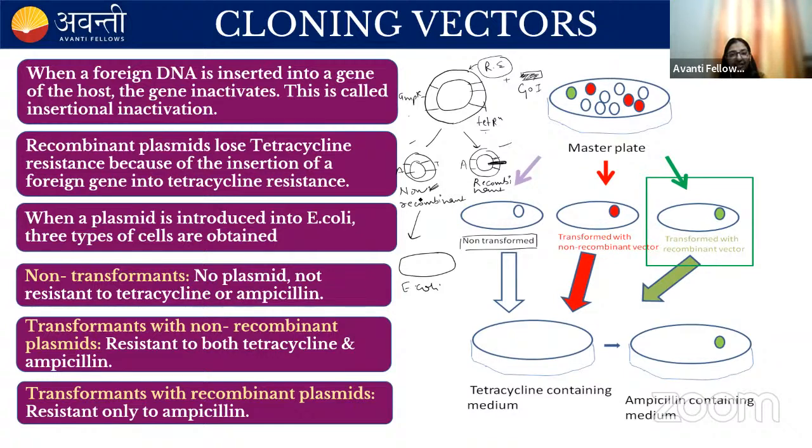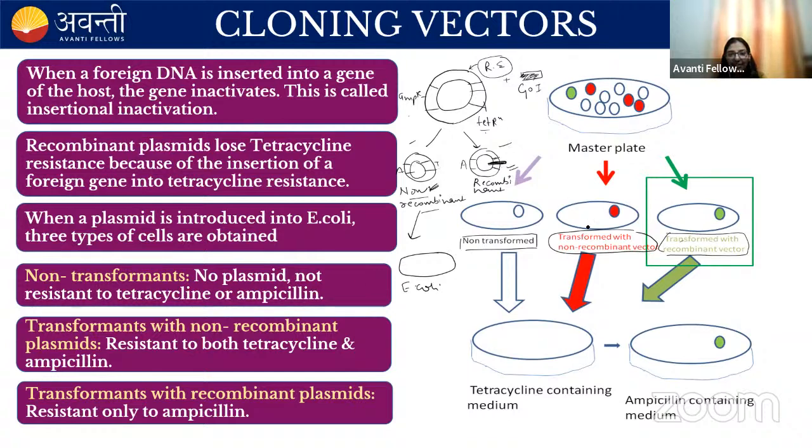contains this non-recombinant vector. Okay. And there's a third possibility that the E. coli cell can have this recombinant vector. So the host cell which contains the non-recombinant vector will be called transformed with non-recombinant vector. And the other host cell is transformed with recombinant vector. Okay.